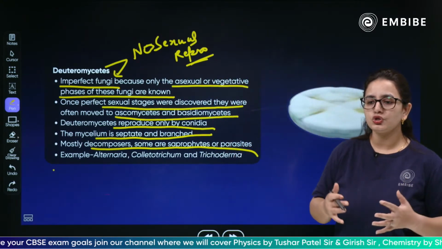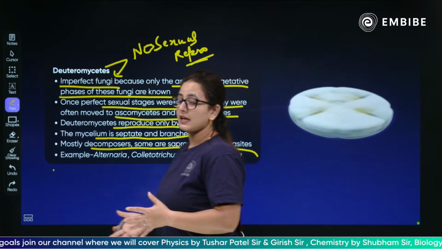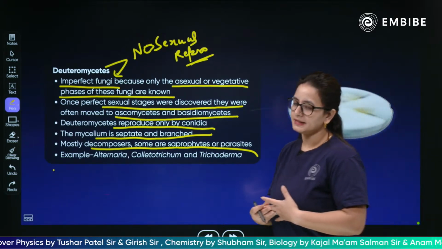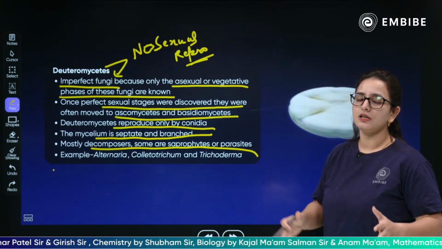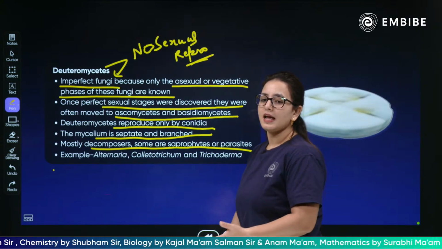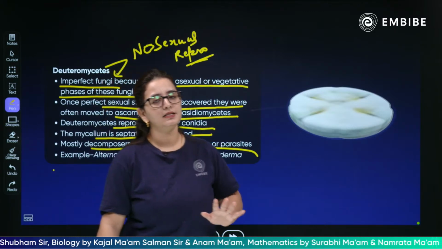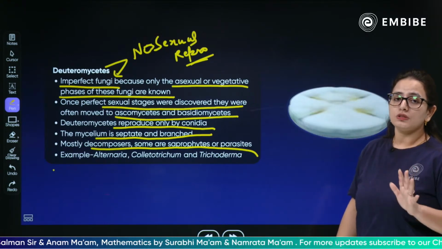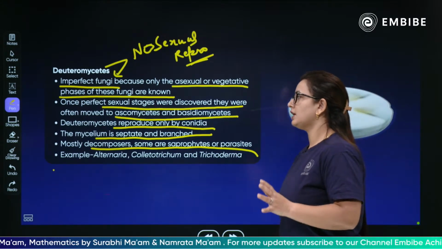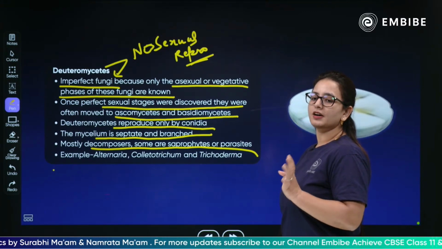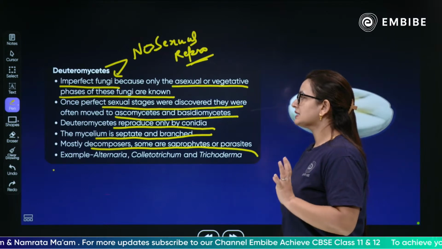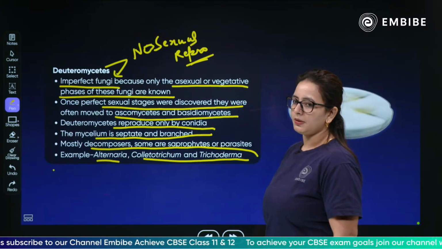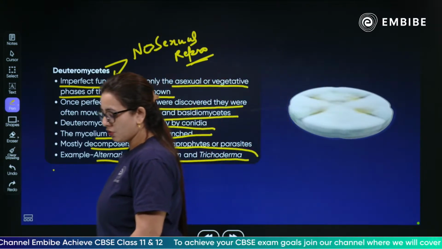Sometimes they do show a phase which is like a sexual reproduction phase, and they are often moved to ascomycetes and basidiomycetes. If they completely show sexual reproduction, they might even get into basidiomycetes or ascomycetes, but till now we have kept them inside the deuteromycetes only because they completely show the absence of sexual reproduction, which is why they are called imperfect fungi or fungi imperfecti. The examples of deuteromycetes are Alternaria, Colletotrichum and Trichoderma.